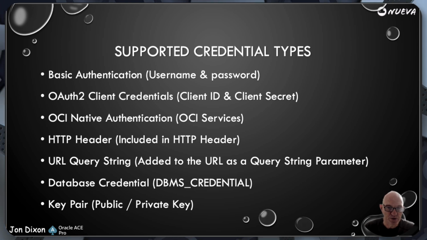There's a whole number of different supported credential types. There's basic authentication for username and password type credentials, OAuth2 client credentials where you store the client ID and client secret, and Apex takes care of grabbing the token. There's OCI native authentication for accessing OCI services like object storage. HTTP header authentication, so you have a bearer token in the HTTP header. There's also query string, database credentials created through DBMS_CREDENTIAL or DBMS_CLOUD.CREATE_CREDENTIAL, and key pair public private key credentials.